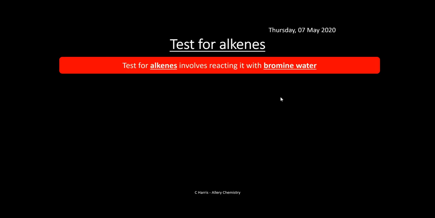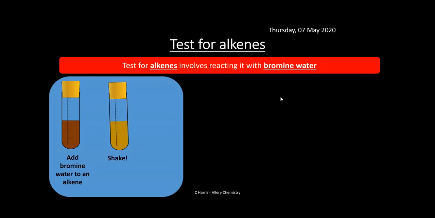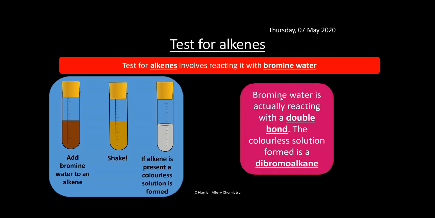Next. The test for alkenes involves reacting it with bromine water. So if we think we've got an alkene, we add bromine water to it, and then we shake the test tube, as you can see there. If an alkene is present, it goes colourless. If there's a double bond within there, it might be a long hydrocarbon chain, but if it has a double bond, the bromine will add onto that. So it's actually reacting with that double bond, and the colourless solution in this case is going to be a dibromoalkane, because the bromine adds onto the alkene. So this is an addition reaction.